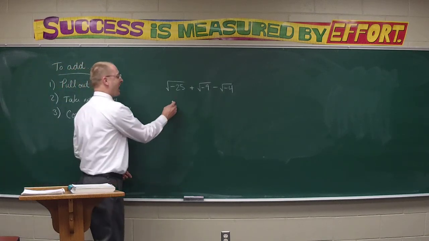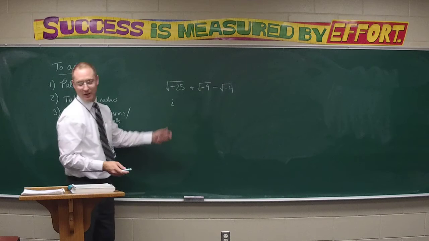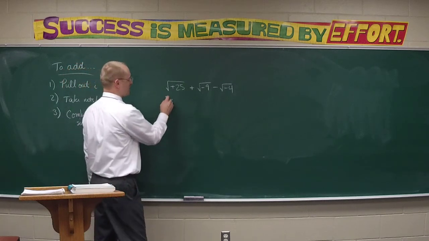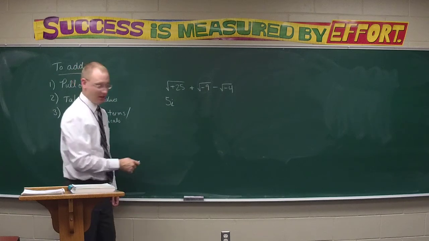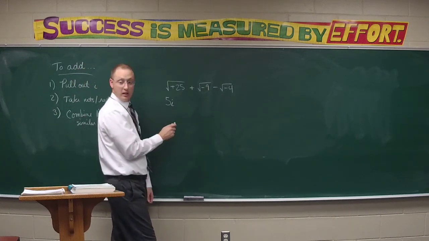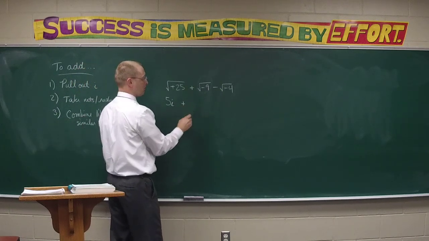So when I pull out the i, it becomes a 25, and the square root of 25, so this just becomes 5i. And then the square root of negative 9 becomes, I'm sorry? 3. Negative 3. No.